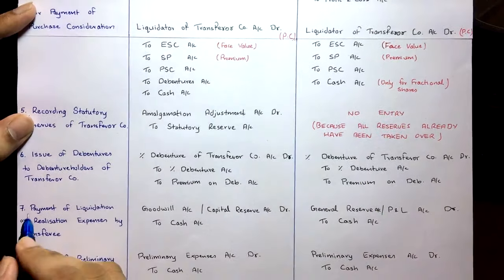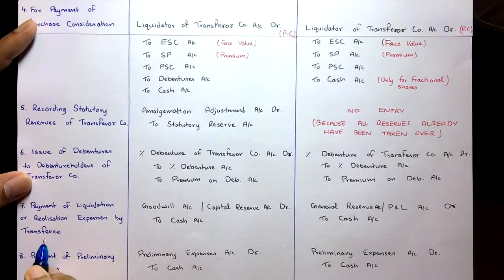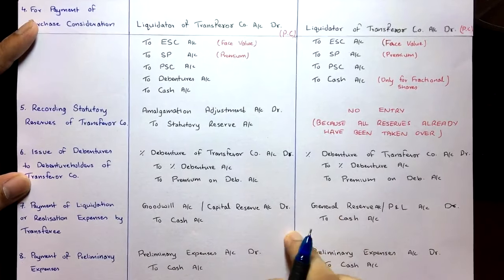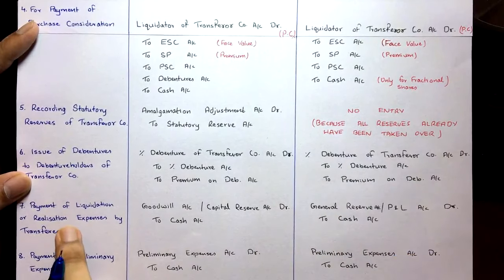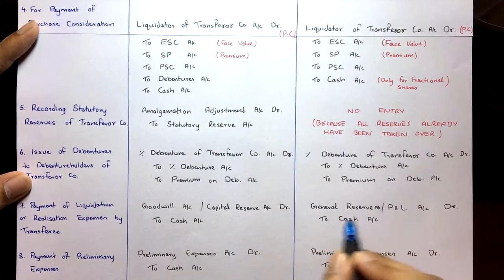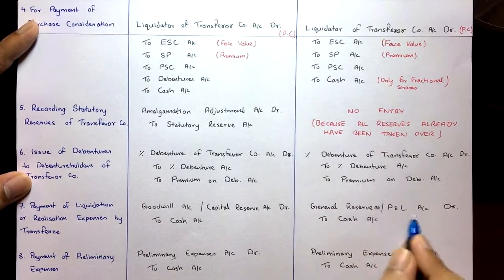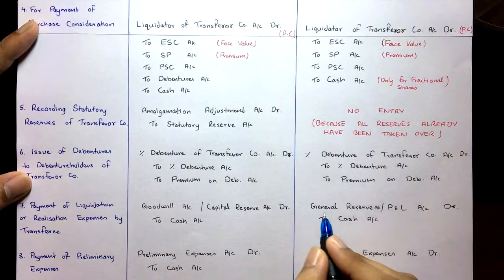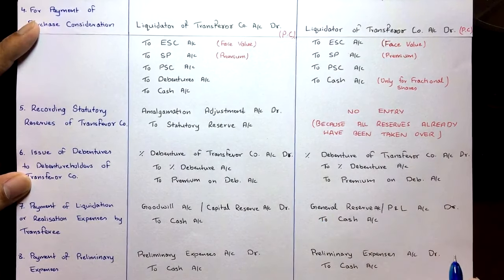Yes. And then the seventh entry, payment of liquidation or realization expenses by transferee company. Now here also there is a difference. In merger method, there is no mention of goodwill or capital reserve, right? So whatever expenses we are going to incur, we are going to take to the free reserves of the company, general reserve or P&L, whatever is available with us. We are going to use the free reserves to pay the transferee company expenses. Okay, so we'll utilize general reserve or P&L account, whatever is there, to cash account. Understood?